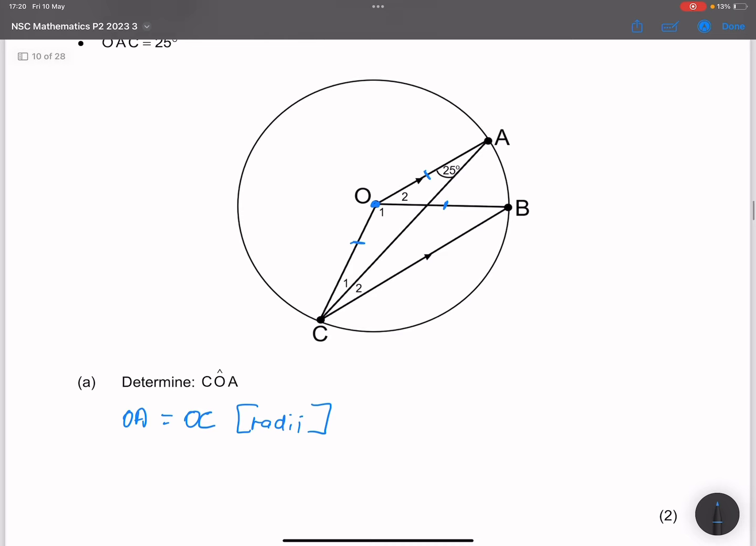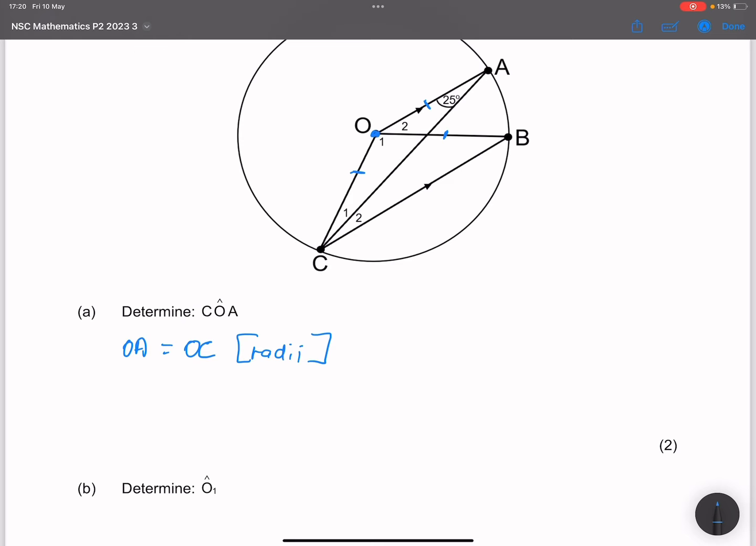So therefore it means that angle A is equal to angle C1. So angle A is equal to C1, which is equal to 25 degrees, right? Why is that? That's angles opposite equal sides, or you can say they are the base angles of an isosceles triangle, right? And so as a result, you see why it's important for you to realize that you've got radii, right?